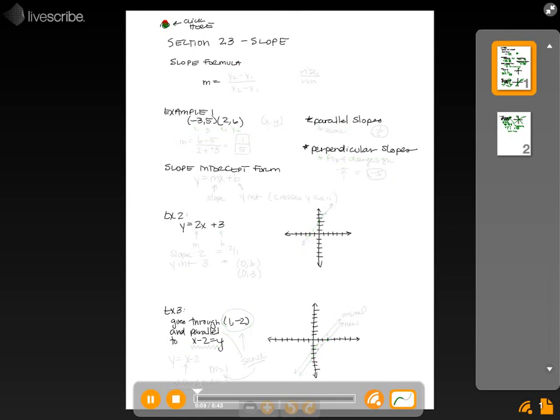Alright, this is the video for section 2-3 on slope. We're going to get started real quick. First thing we're going to look at is our slope formula, and you should know that already. It's y2 minus y1 over x2 minus x1. Another way to think about that is that it's rise over run on a coordinate plane, so you go up and down first, and then left and right.